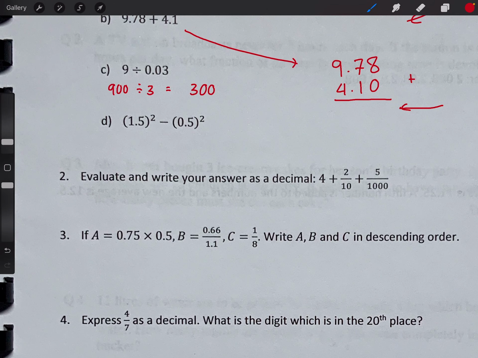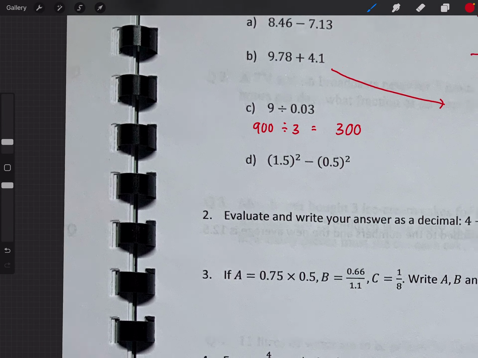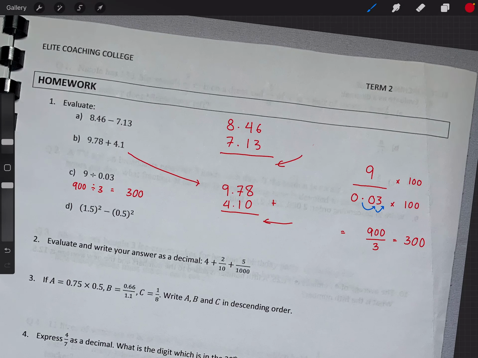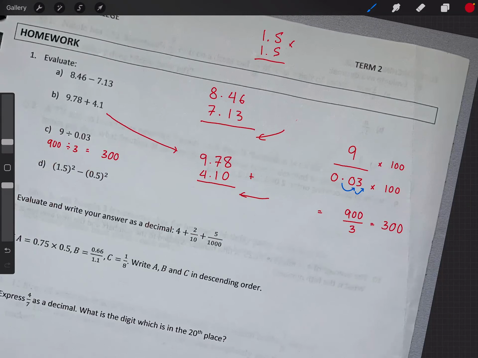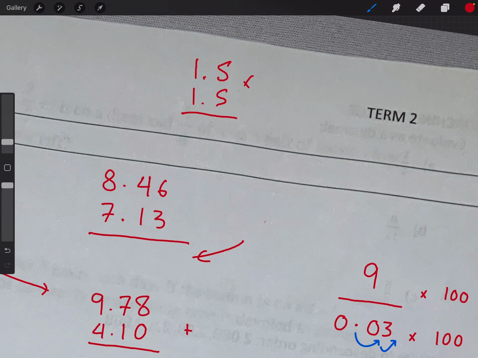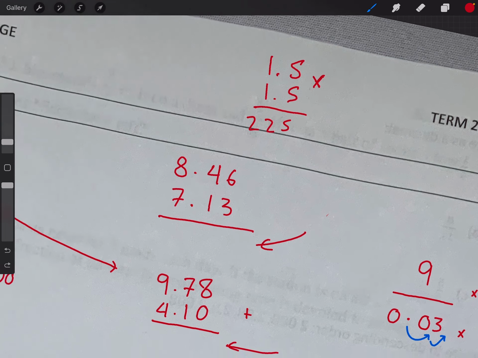Alright. Next one is 1.5 squared. So what you can do is you can do 1.5 times 1.5, and you're going to get 225. Well, 15 times 15 is 225, right? So the answer should be 225. But where's the decimal place? Well, there's two ways to figure out where the decimal place will land.